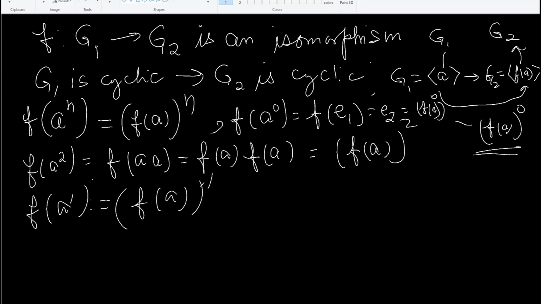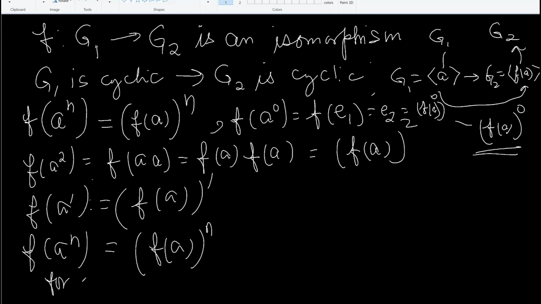So let's just go ahead and first show that f(a^n) is f(a)^n for any positive integer. I'm going back from typing to writing by hand, and I hope it is tolerable for you all. So that's what we are going to look for.